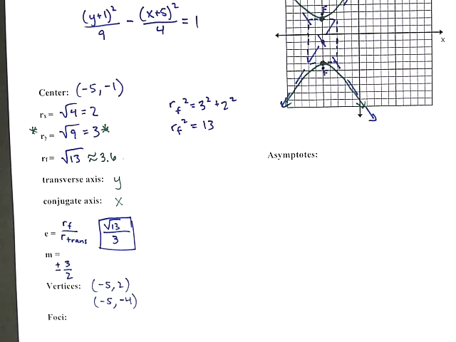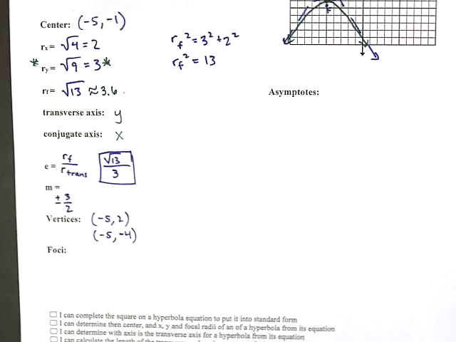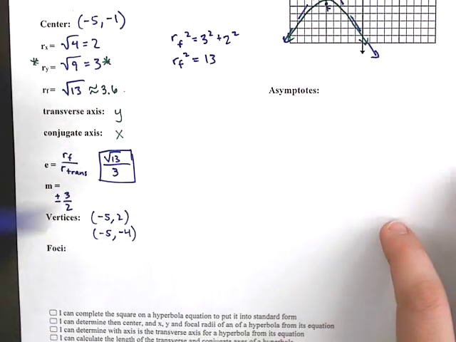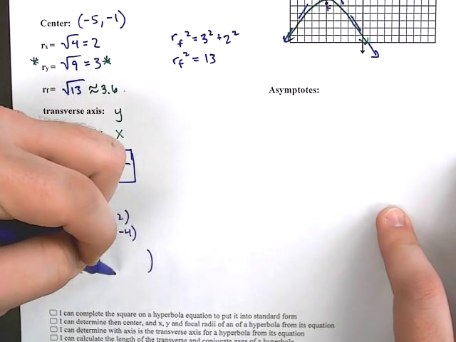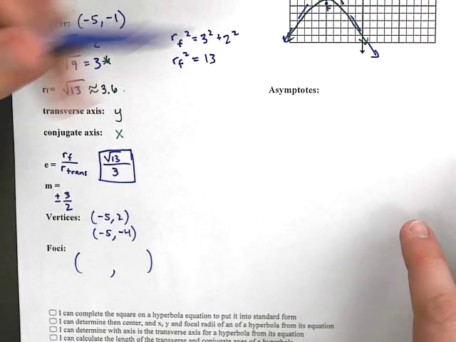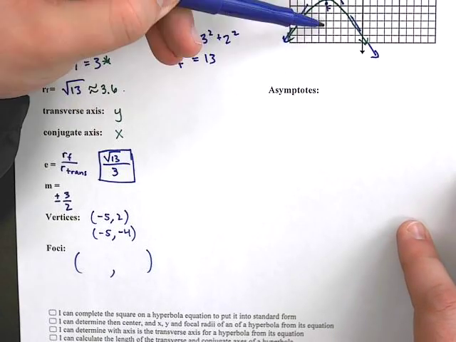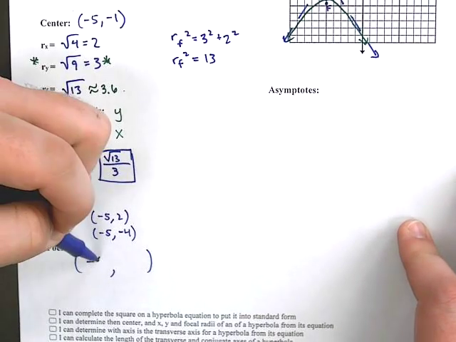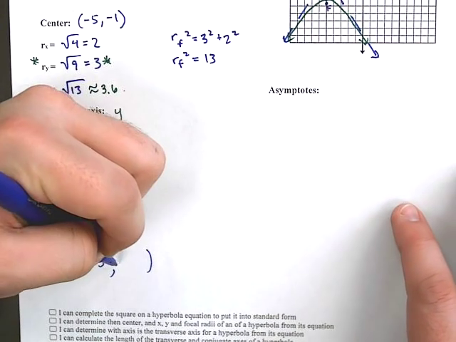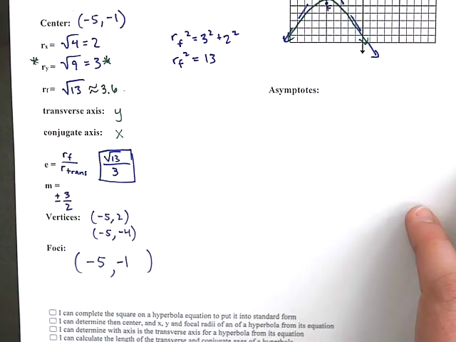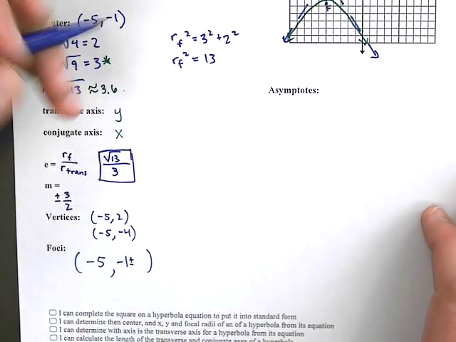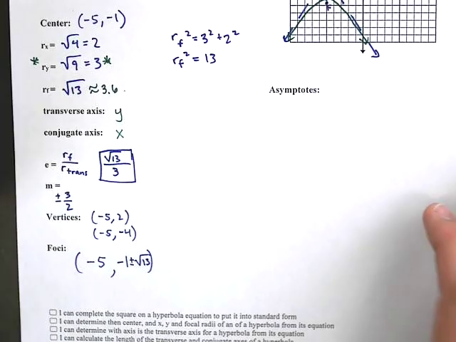All right. For our foci, because we don't have a great exact answer, they're kind of nasty, we're going to just write one big point. We know that the foci are going to lie on the transverse, so it's definitely going to have an x value of -5. What will change is the y value. The y value starts at -1, the center, but then you have to add or subtract that focal radius, r sub f, square root 13.